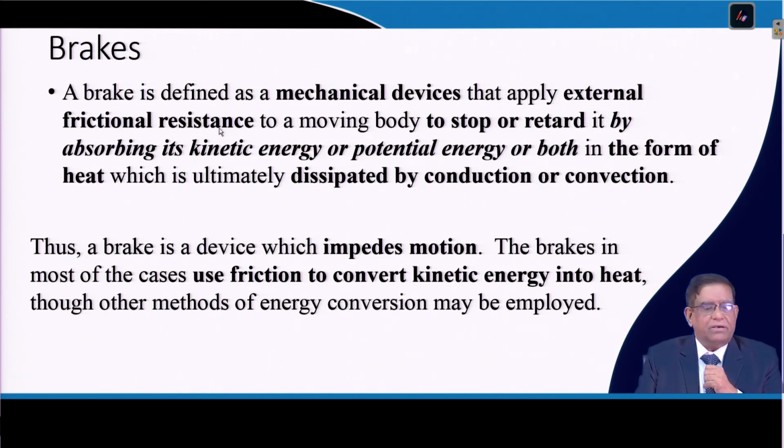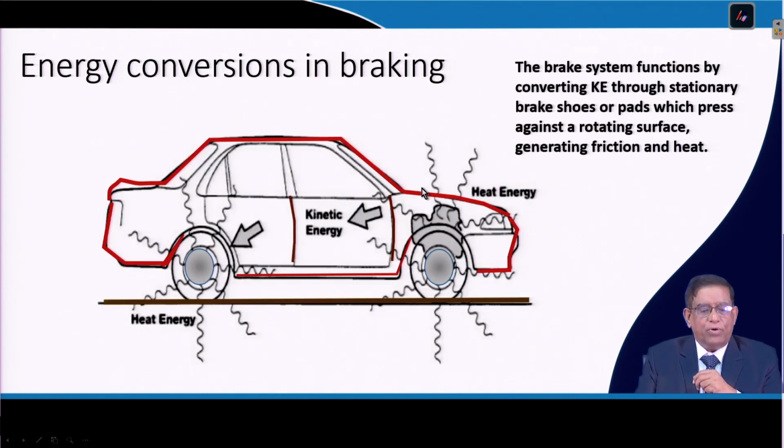Similarly, the next important component is the brakes. A brake is a mechanical device that applies external frictional resistance to a moving body to stop or retard it by absorbing its kinetic energy or potential energy or both. So these brakes are a very important component. You can see the energy conversion that takes place in a brake. When a car is moving, it has a lot of kinetic energy, then you apply the brake, and this kinetic energy is dissipated as heat energy, and ultimately you stop the car.